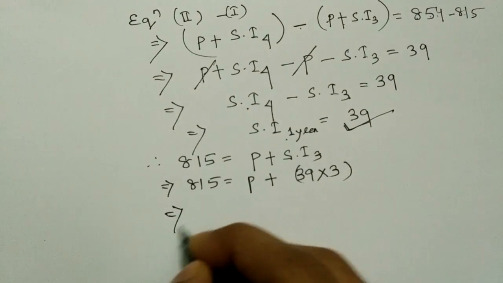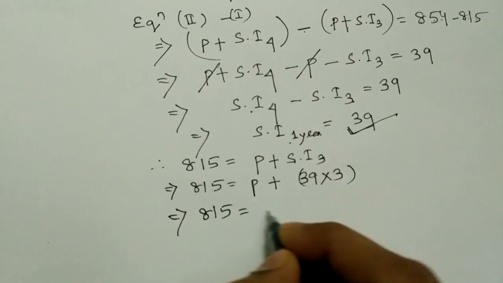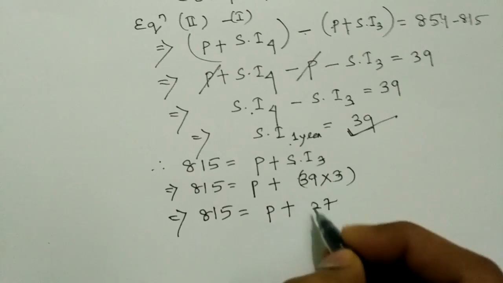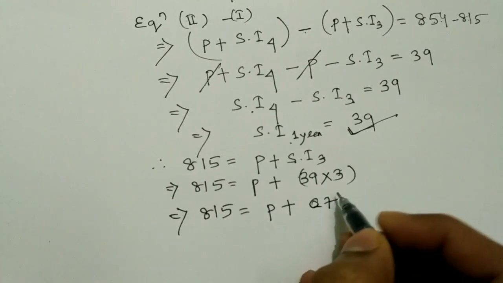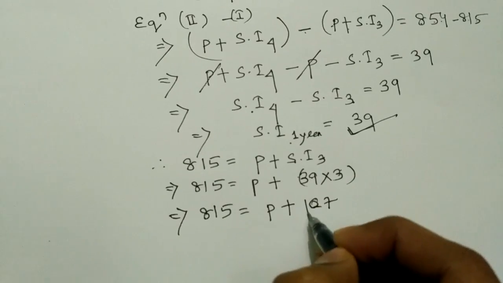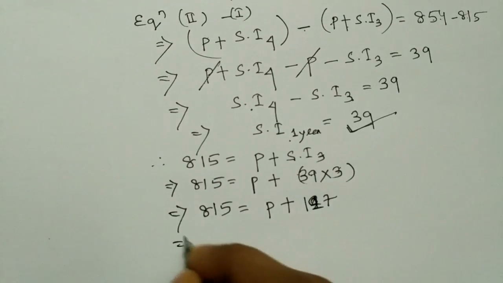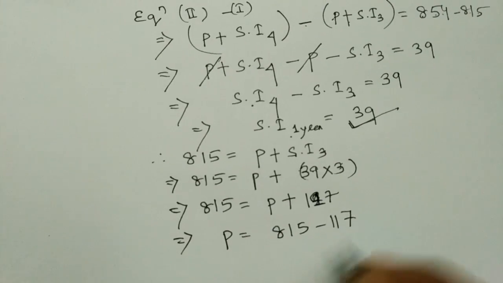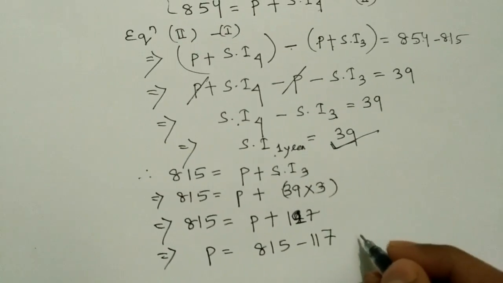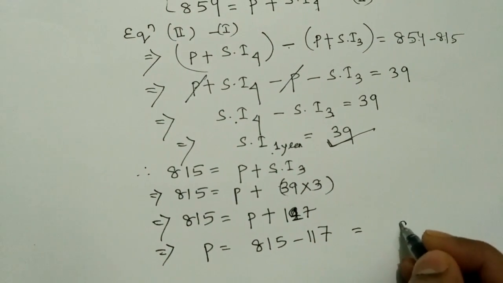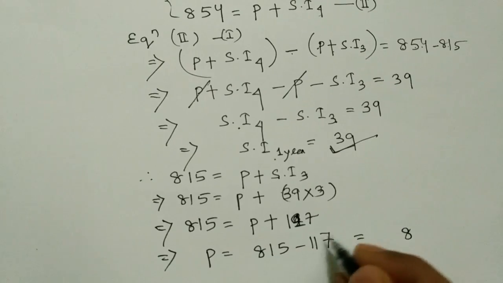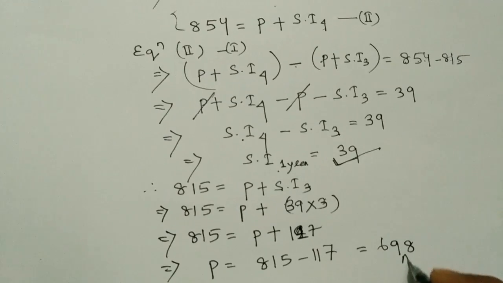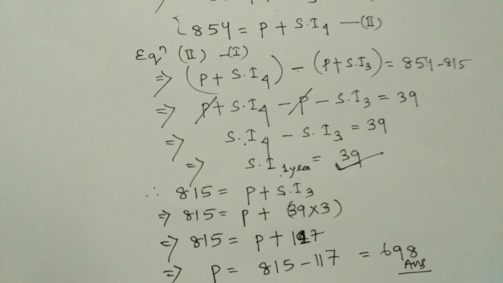So 815 is equal to P plus, 3 nines are 27, 3 threes are 9, so 117. So the principal value will be 815 minus 117 rupees. 15 minus 7 is 8, 10 minus 1 is 9, 7 minus 1 is 6. So 698 rupees is your answer.